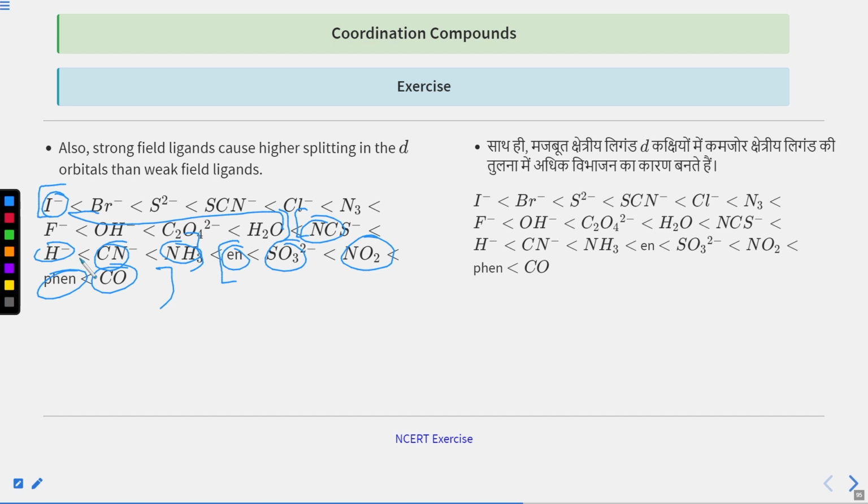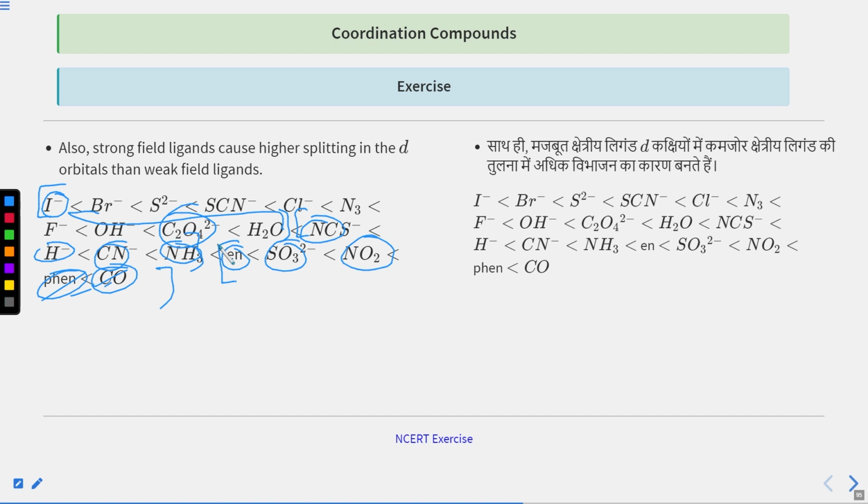Now, if I ask you which of these is forming a strong field, you will see that the carbonyl and the carbon-related ligands, in which the carbon is present, are stronger. This is not always the case. You can see the C2O4 2- is present here, but this is often the case. Clear? Got my point?